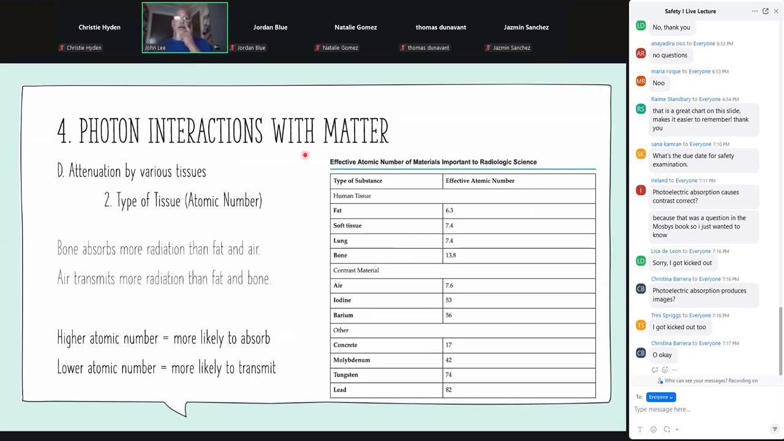So here's a chart for the effective atomic numbers. We know that bone absorbs more radiation than fat and air. Air is going to transmit more radiation than bone. And if you look at the chart, the higher the effective atomic number, the more likely we're going to have photoelectric absorption in that tissue.